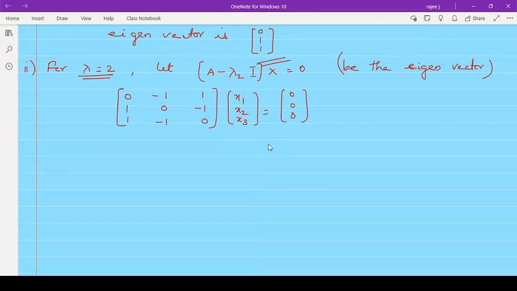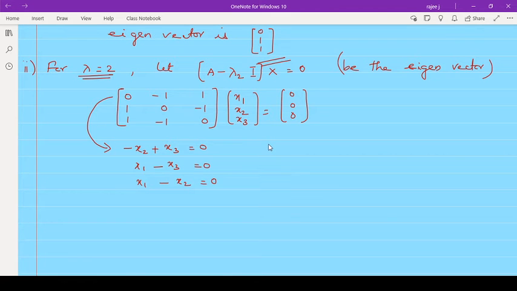I am going to write from the first row: x1 minus x2 plus x3 equal to 0. Then second row x1 minus x3 equal to 0, and third row x1 minus x2 equal to 0.